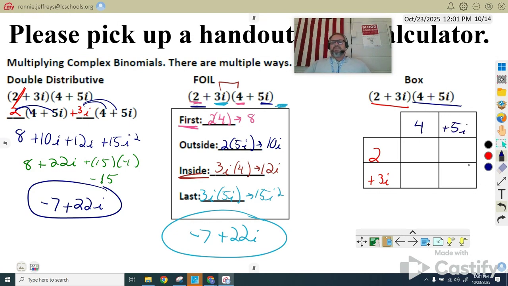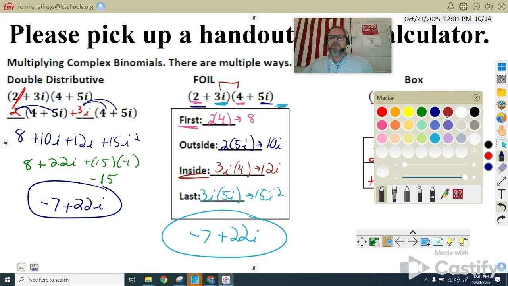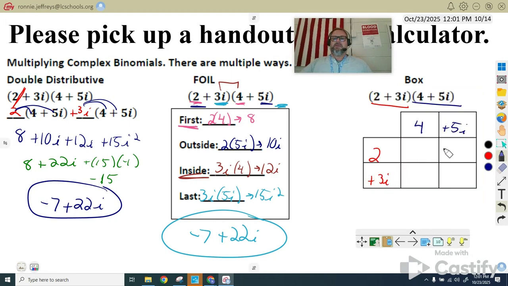All right, trying to find a purple. All right, so what would go here is 2 times 4. Well, that would be 8. And then 2 times 5, and then 3i and 4. And then 3i times 5i is 15i squared.